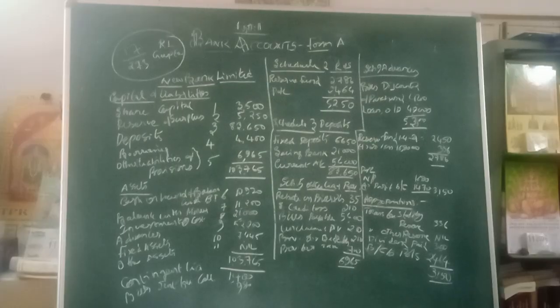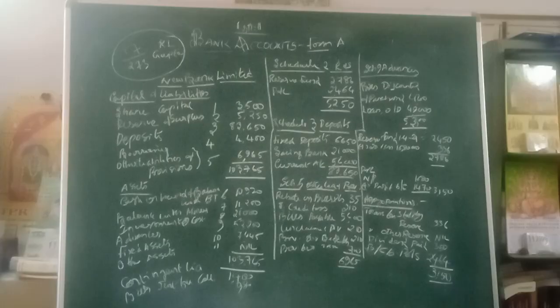Today we are going to discuss the problem taken from Aral Gupta Radhaswamy. This is problem number 17. We are going to prepare the balance sheet. Please understand clearly. The first item, share capital 3500, is given.